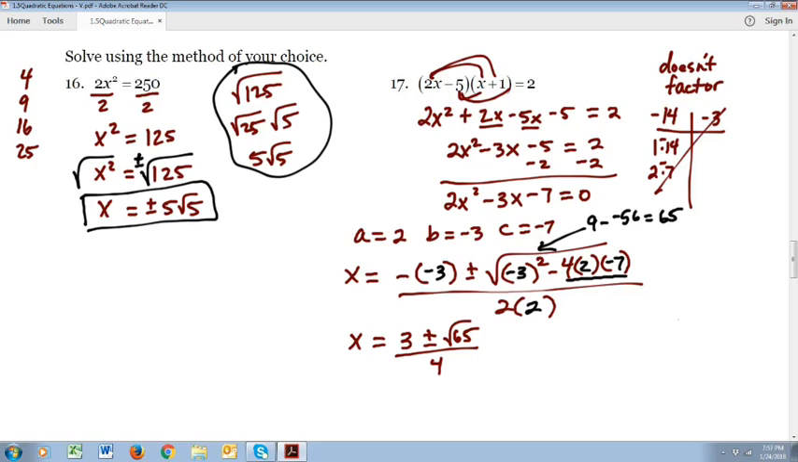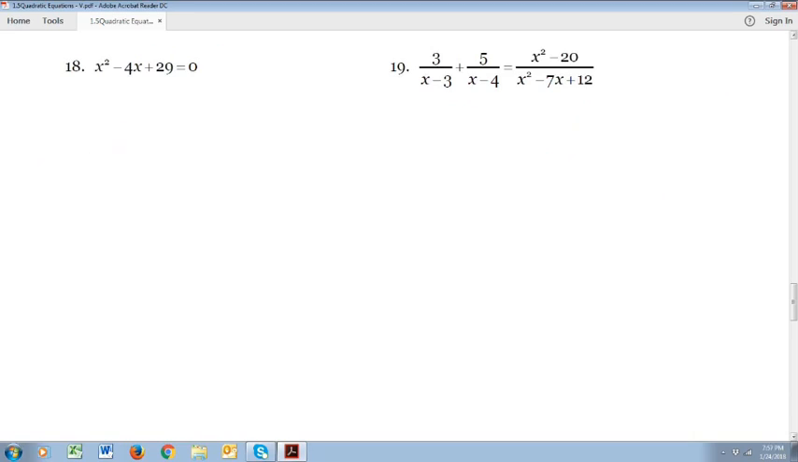And this one's kind of nice because if you look at 65, there are no perfect square factors, and there's nothing else we can simplify here, so we're done. Let's move on to number 18.